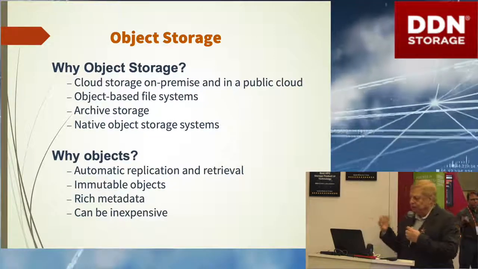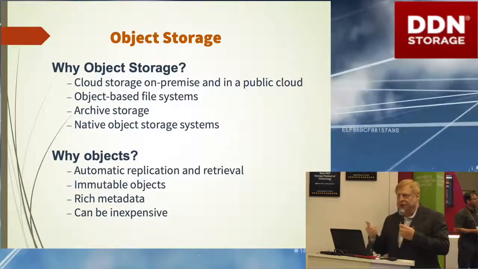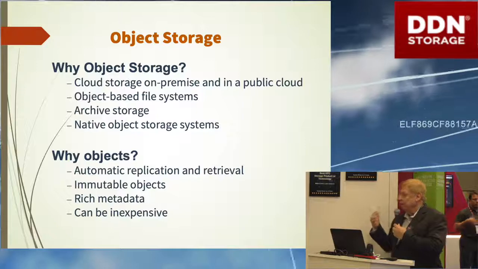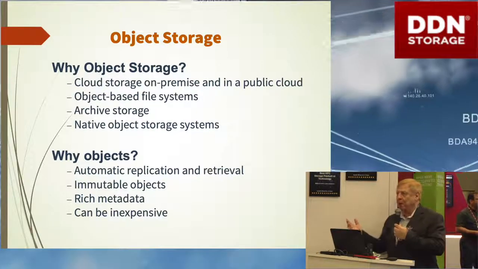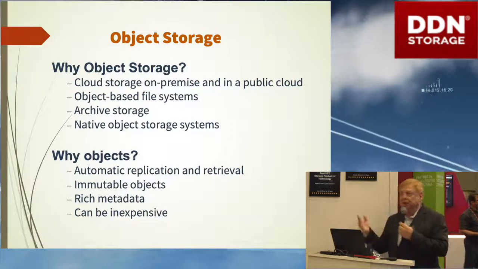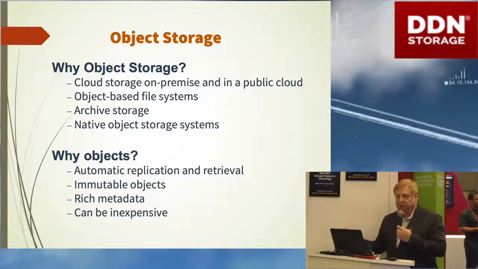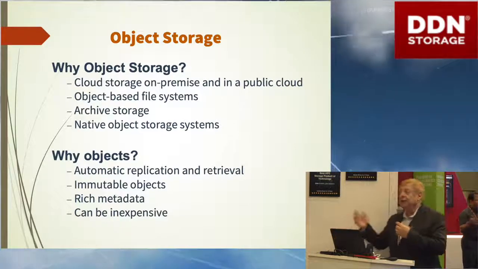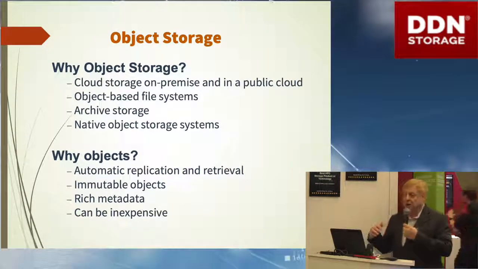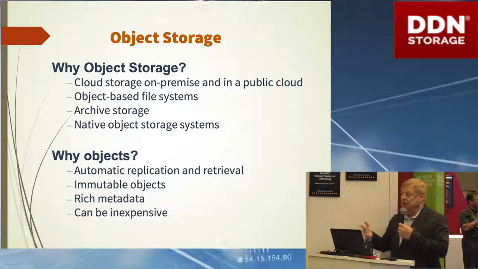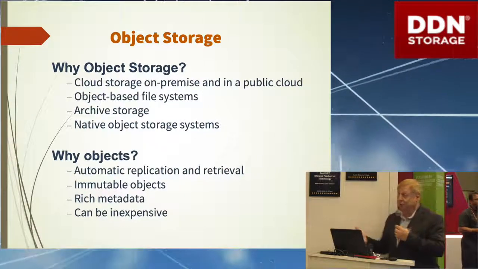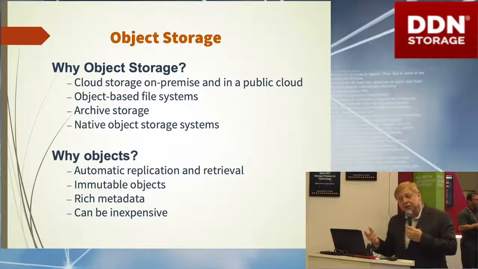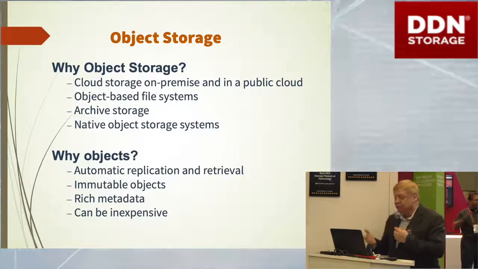So why objects? Well, there's automatic replication and retrieval, so that if you have multiple systems, you have multiple places where that object exists, that if one of those systems goes down, nobody notices from the users, because there are replications of that object in other places. And the object system says, well, I'll just go get it from one of the other copies that I know exist. They can be in the same data center, they could be across the campus, they could be across town, they could be across the US. It doesn't really matter so much as how you do that. With lots of rich metadata, as I said, it can be fairly inexpensive depending on how you organize that and what products you use.